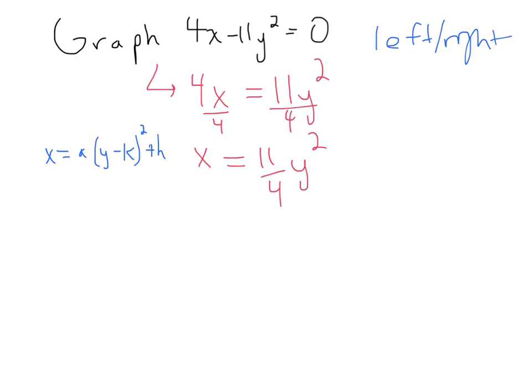So let's compare these two things and see if we can come up with some specs that will allow us to graph the equation. First of all, as you know, there's nothing being subtracted from y, and there's nothing being added at the end here. So that is going to mean that the vertex, or h comma k, is simply zeros.